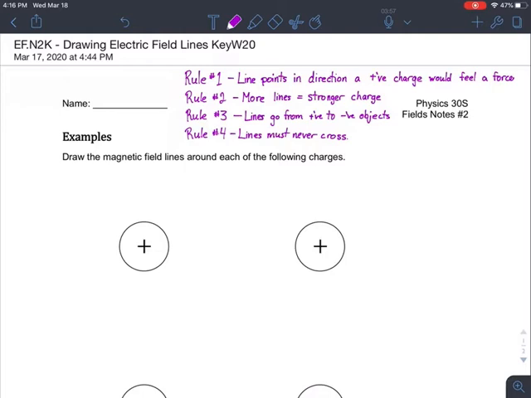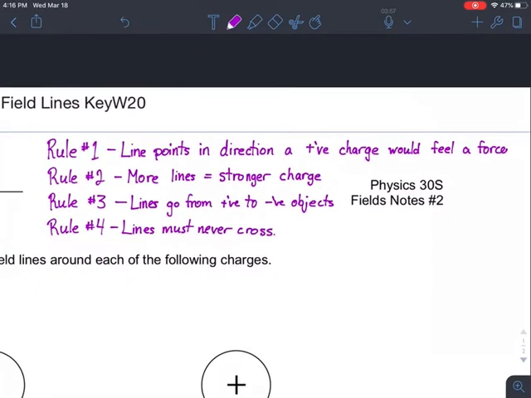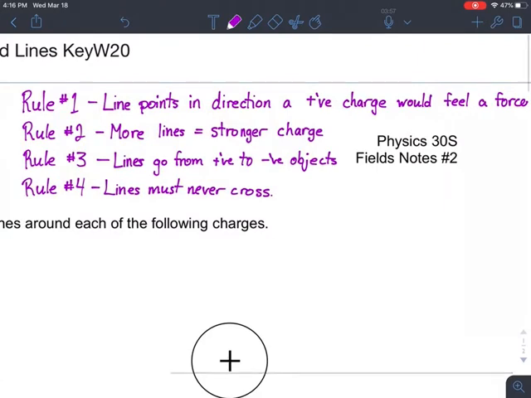Today, hopefully you started already by watching the video and filling in the first 4 rules. That's how you're supposed to start today's class. I've got them summarized up top here. So you have to watch the video. The video talks about a lot of things we'll learn in this unit, as well as specifically today how to draw field lines. And so you would have seen the 4 rules.